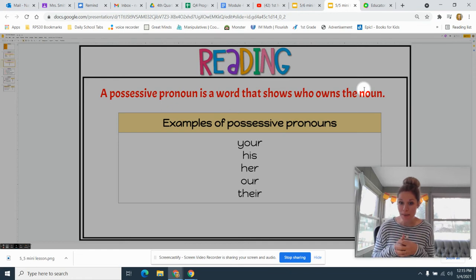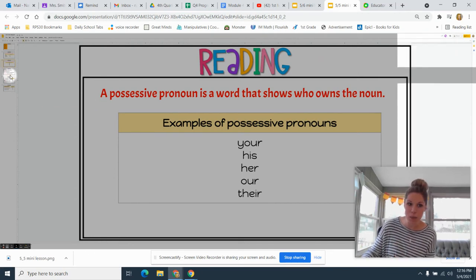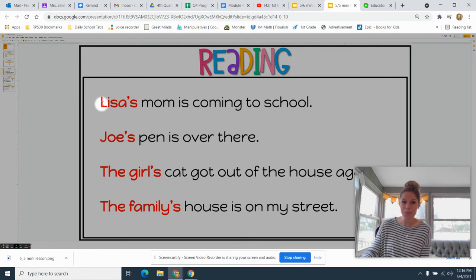Well, when you're talking about other people, here are some more examples of possessive pronouns, or words that show who owns the noun. So we might use words like your, his, her, our, their. All of these words show who owns the noun, or who that person, place, or thing belongs to. Let's look at some examples in some sentences.